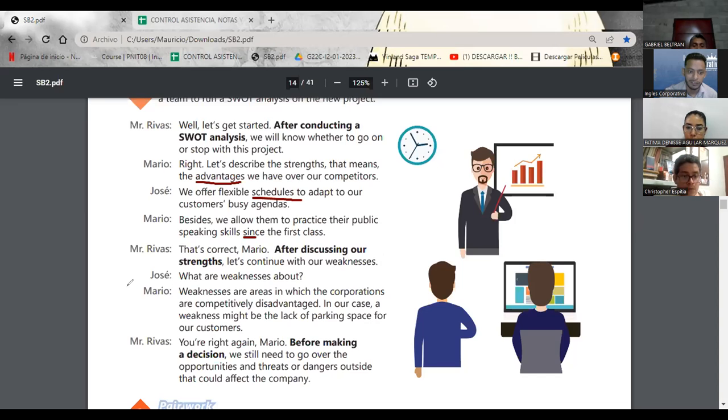What are weaknesses about? Weaknesses are areas in which the corporation is at a competitive disadvantage. In our case, a weakness might be the lack of parking space for our customers. You're right again, Mario. Before making a decision, we still need to go over the opportunities and threats, or dangers outside that could affect the company. Okay. Thank you, Gabriel, Fatima, and Holman.